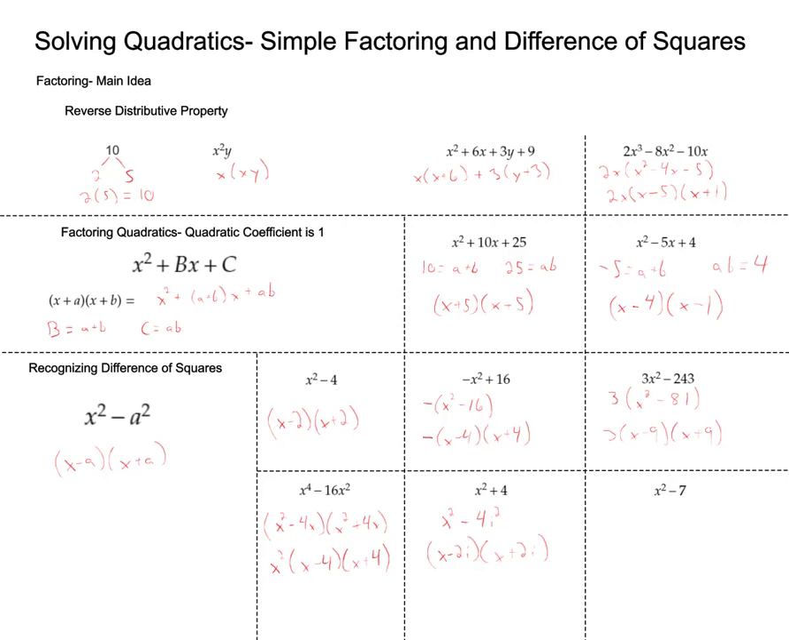Finally, we have x squared minus 7, which looks a little funny because 7, as we know, is not a perfect square. So this is a difference of squares, however, if you simply recognize that the square root of 7 times the square root of 7 is going to equal 7. So this actually ends up being pretty simple. It's x minus the square root of 7 times x plus the square root of 7.